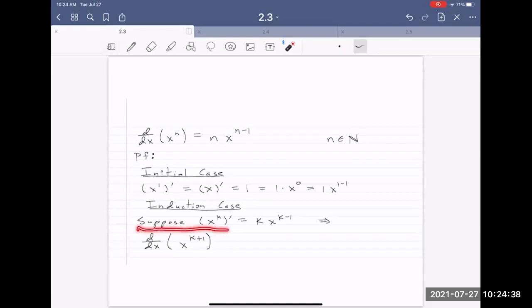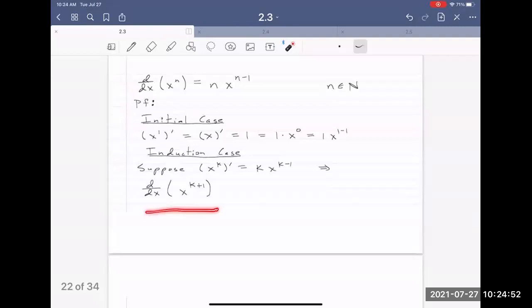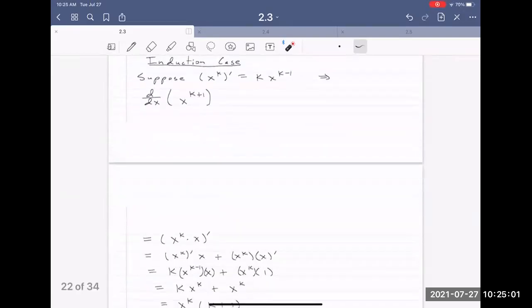So suppose that the derivative of x to the k is k times x to the k minus 1. Then let's look at the next domino, the derivative of x to the k plus 1. And let's see if this formula here has the same form as this. So let's write x to the k plus 1 as x to the k times x, using the properties of exponents.